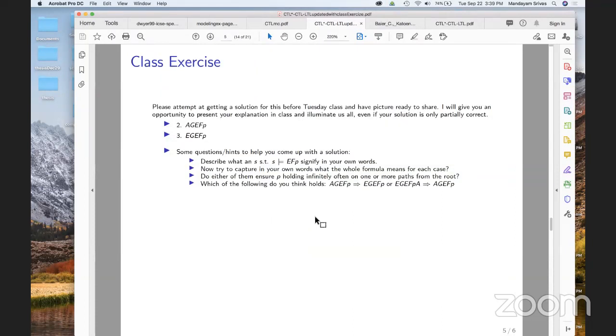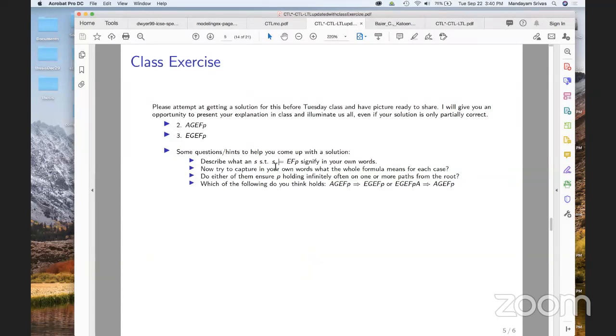Yeah, so I had left the other two combinations as an exercise, just for you to think about. Has anyone thought about it to give a description in your words? Okay, so let's go one at a time. What does a state satisfying EF of P signify in your own words? Anybody? What does it mean?